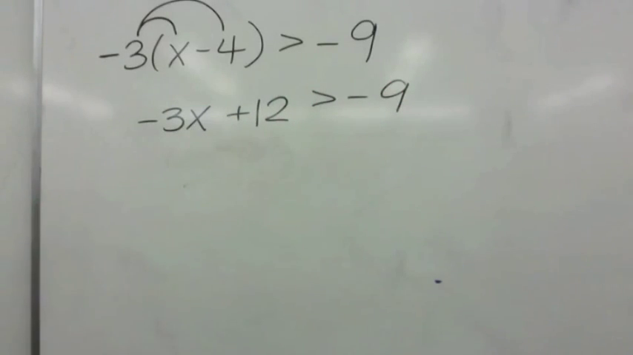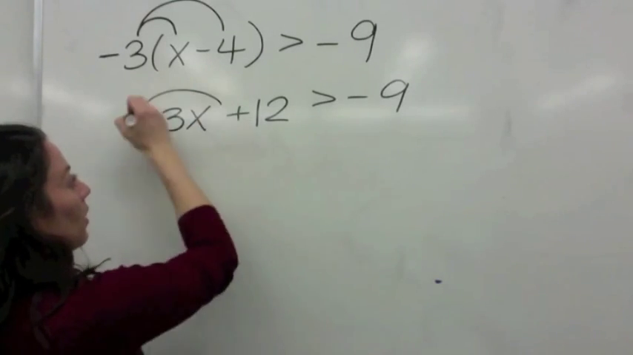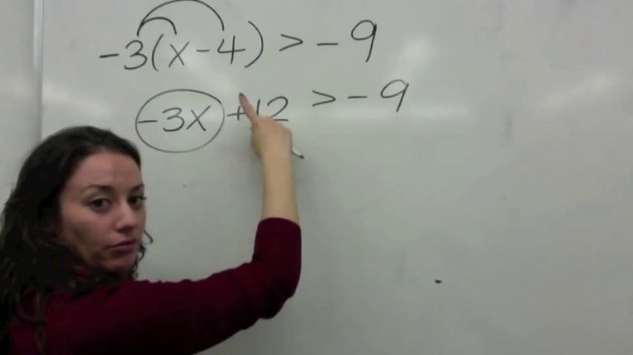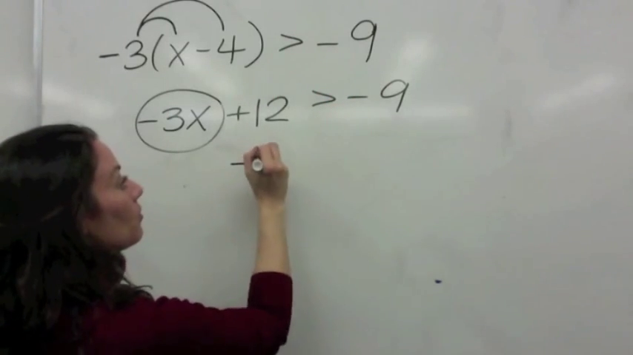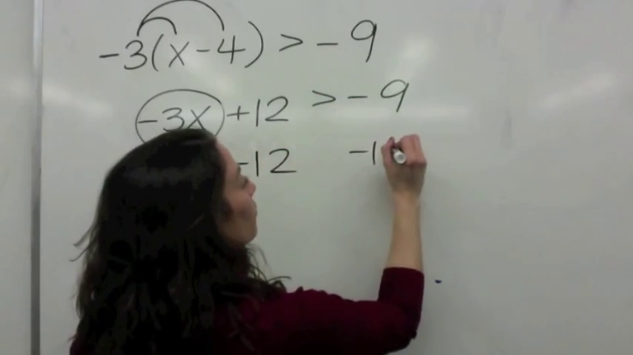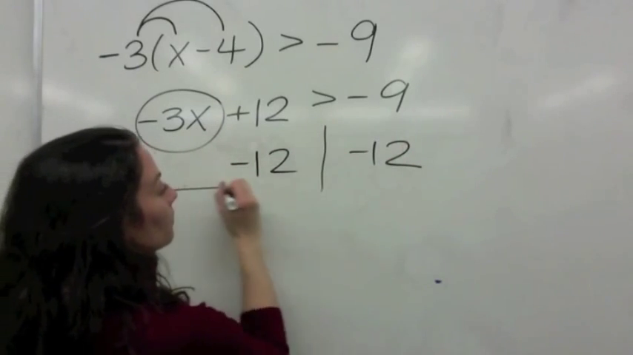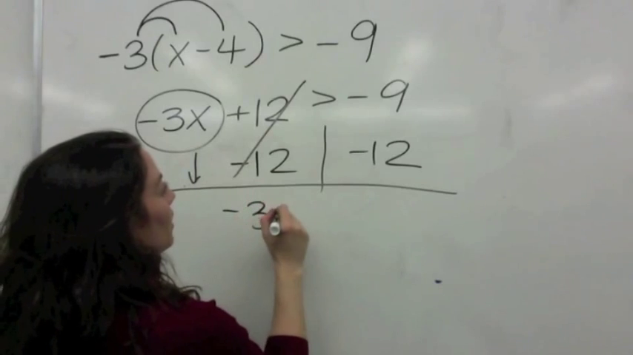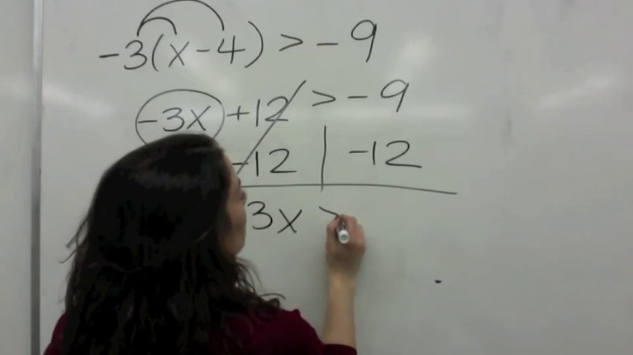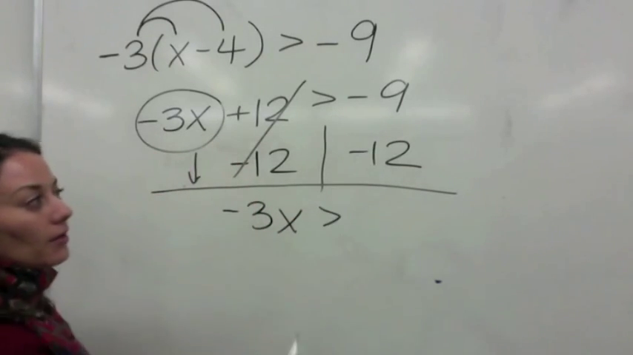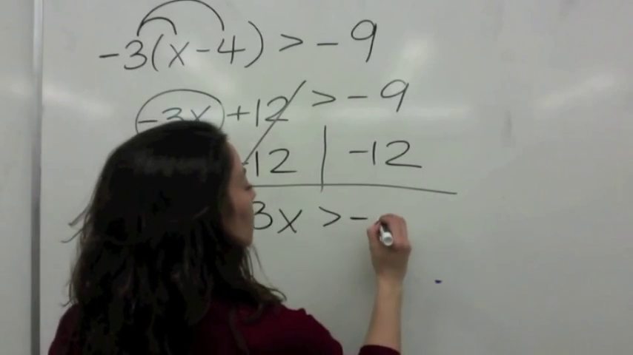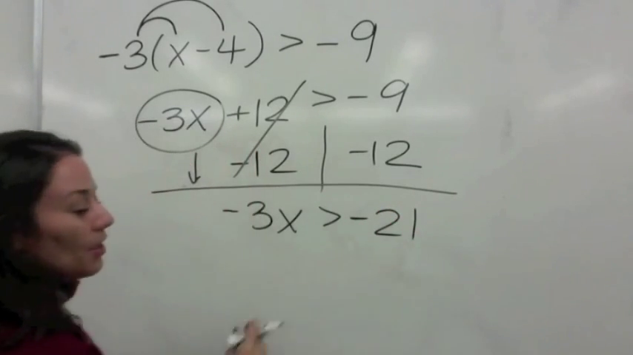All right. So, again, what are you going to do? I would circle negative 3x, and what should you do to both sides to get 12 over there? You're going to subtract 12 from both sides. Very good. So if you bring down negative 3x, you're going to get that negative 3x is greater than 12 and 9. Same signs, add and keep. You get negative 21.